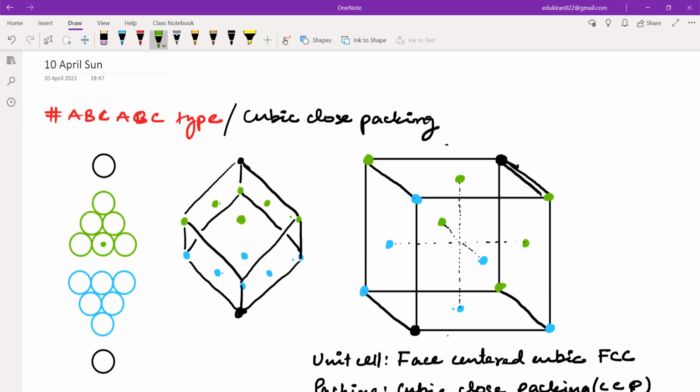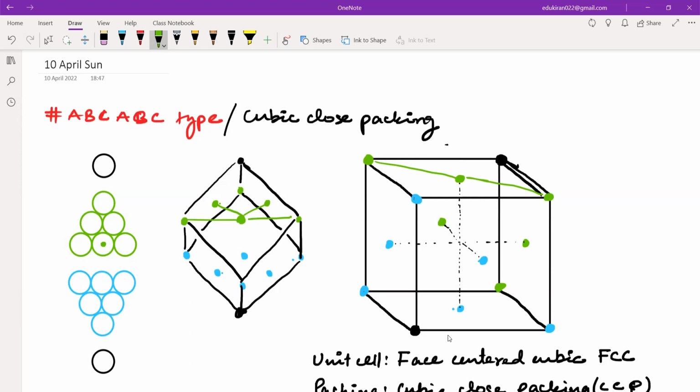So now tell me, how many green atoms is it touching? 4. 4, right? And which are these 4 green atoms? It is this green atom, this green atom. It is touching these 2 green atoms, correct? Then it is touching these 2 green atoms, correct? Yes or no? Yes, sir.